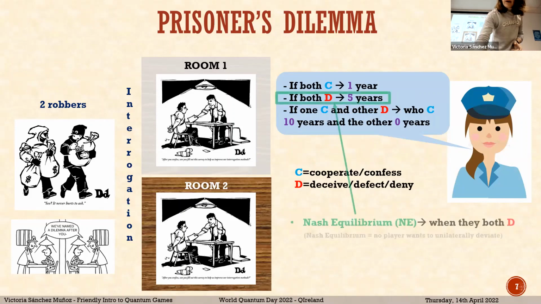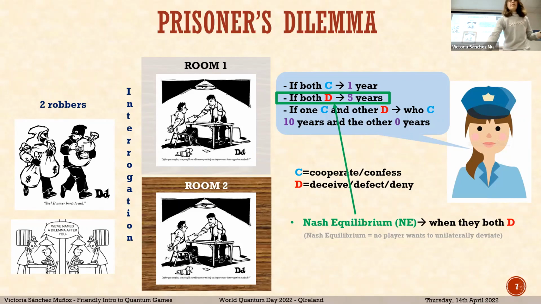When you analyze this, the Nash equilibrium, which is a configuration in which no player wants to unilaterally deviate, is when they both defect or deny the facts. So they both get 5 years. Why is this the solution? Well, you can see that there is another outcome in which, if they both confess, they both get 1 year. So it's a win-win: 1 year, and we're off.